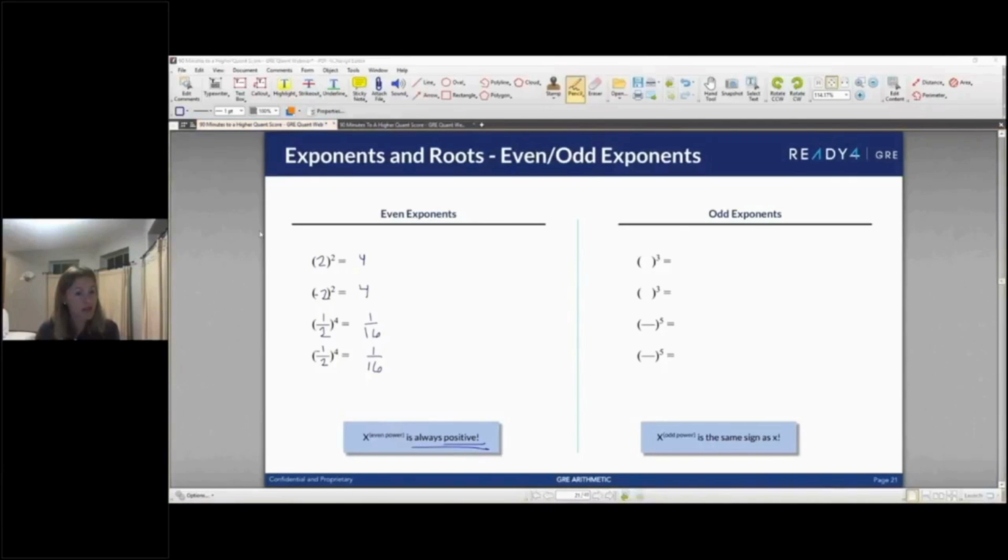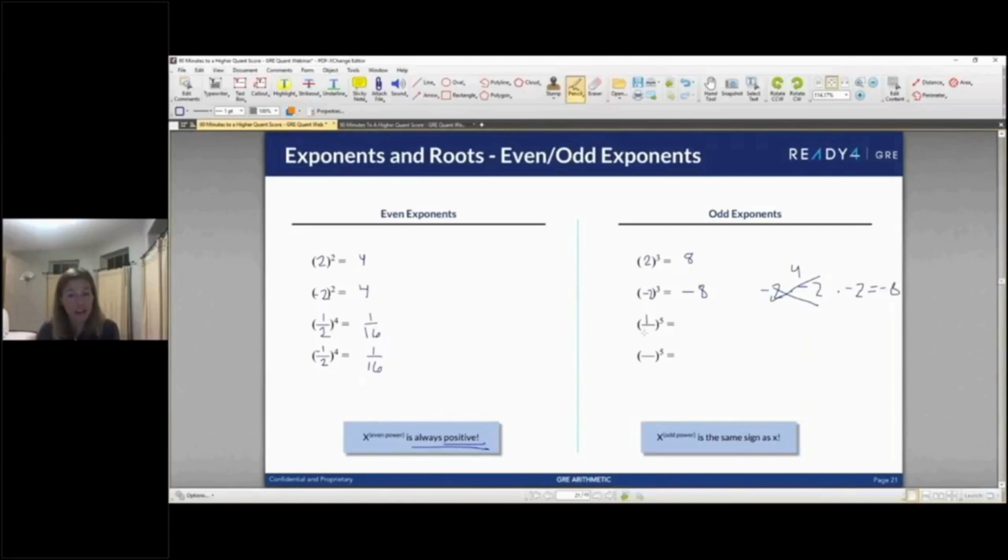It's not true if you have odd exponents. With odd exponents, if you started with 2 and raised it to the 3rd power, you get 8. But if you started with negative 2, you get a negative 8. Why? Because a negative 2 times a negative 2 would give you 4, but if you multiply it by a negative 2 again, you end up with negative 8. So this guy will be negative 8.